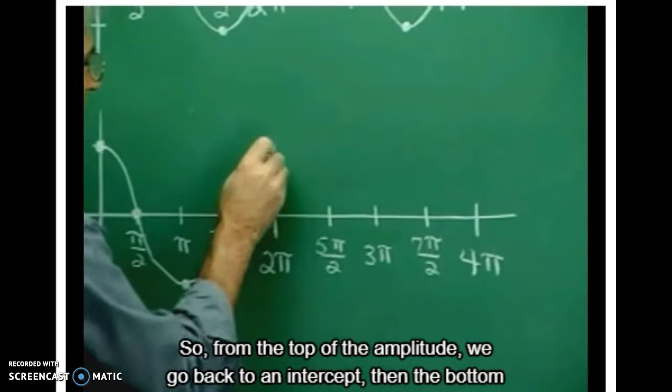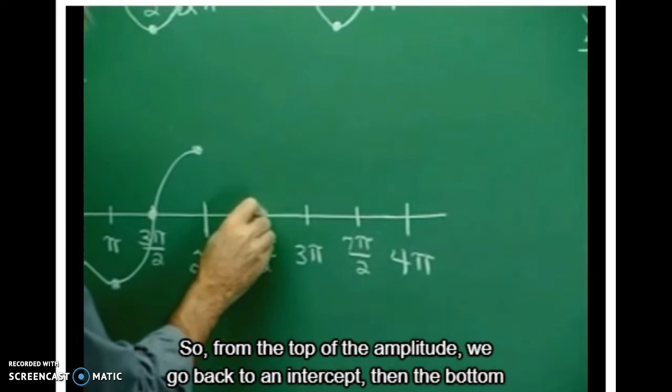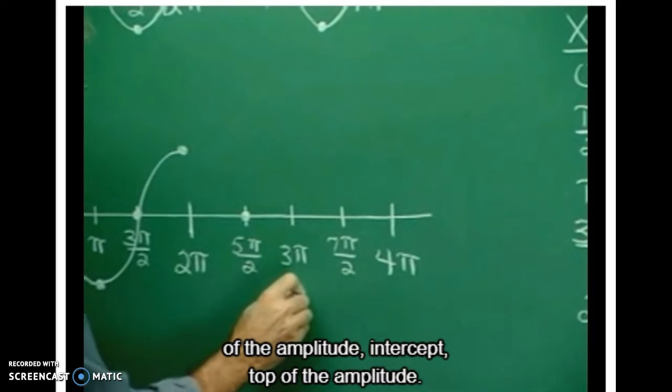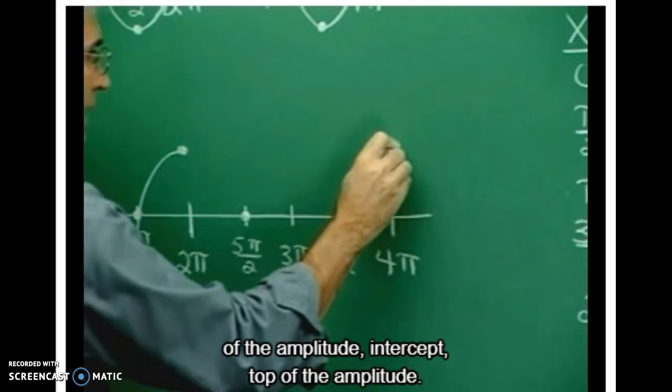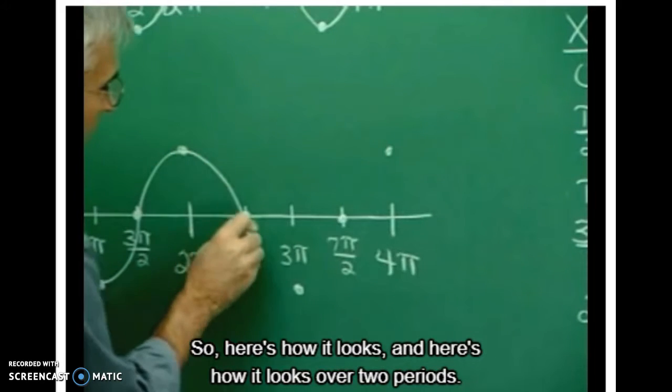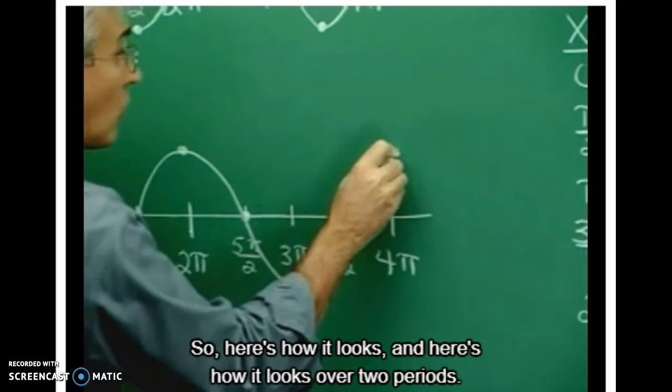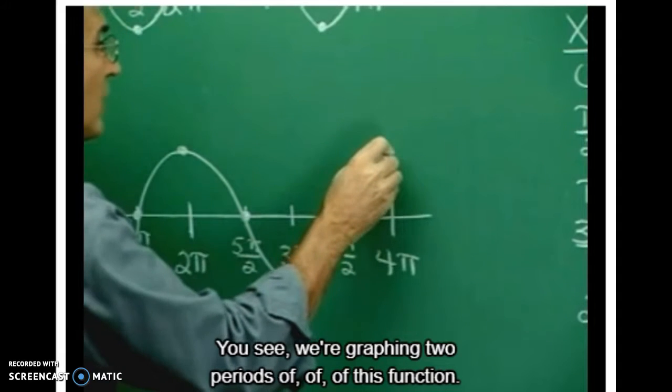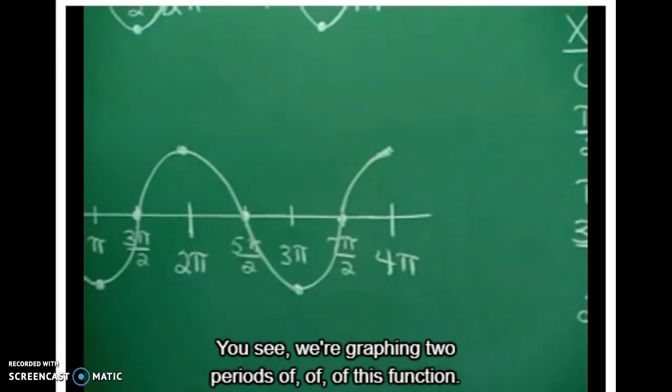So from the top of the amplitude, we go back to an intercept, then the bottom of the amplitude, intercept, top of the amplitude. So here's how it looks. And here's how it looks over 2 periods. You see, we're graphing 2 periods of this function.